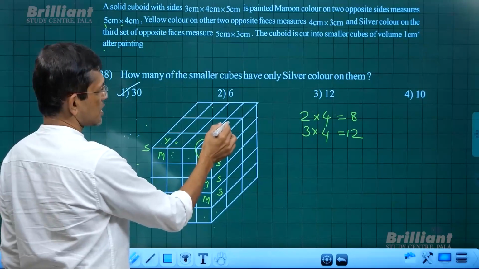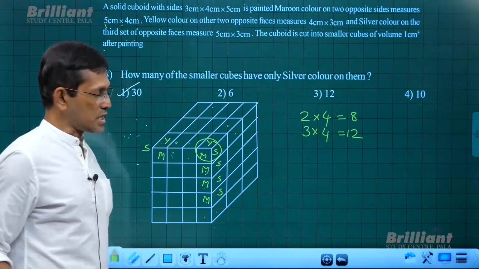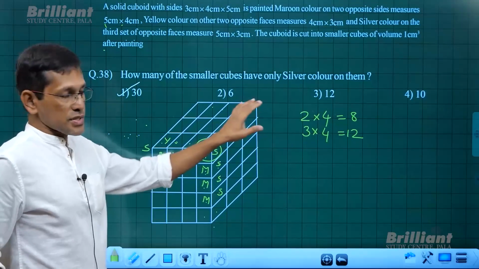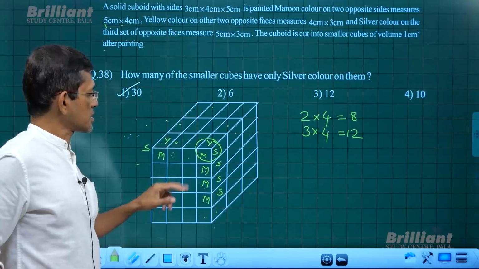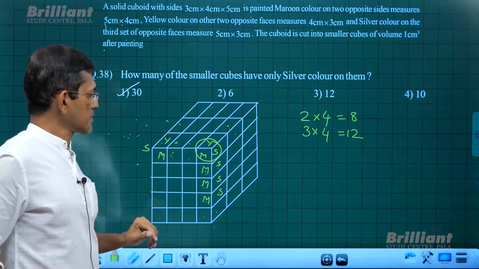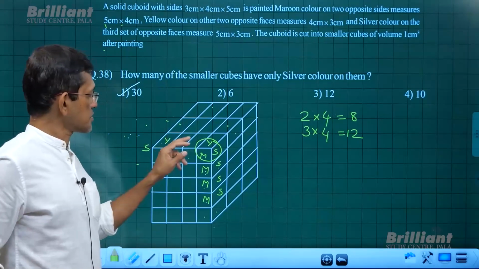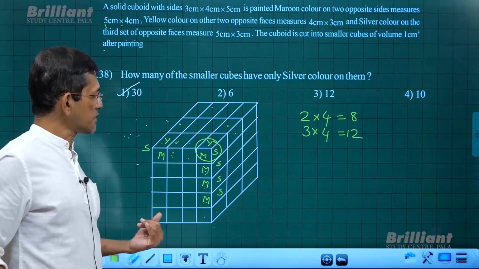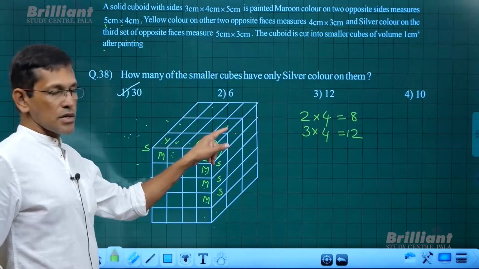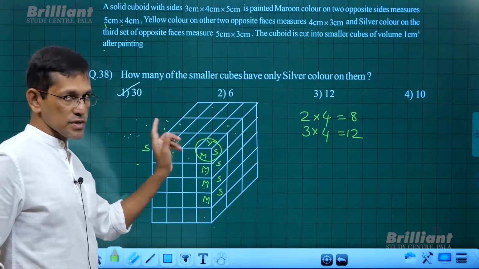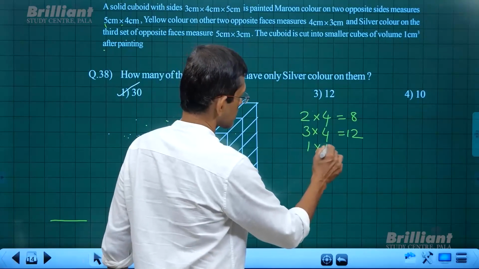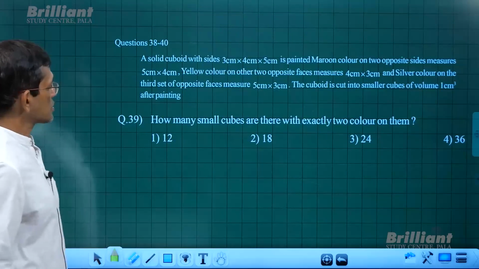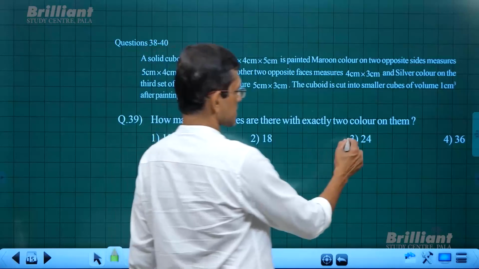So that means we have 1 cube on that edge. That's 2 sides painted. And this one, it's a corner cube, 3 sides painted. This is again 2 sides painted. So there are 2 cubes here, and these cubes have already been taken. So 2 here, and at the bottom there are 2 as well. So ultimately, we have 1 cube on one edge, 4 such edges. So 1 into 4 is 4. So we have 24 such cubes. This is the answer to the question, 24 such cubes are there.